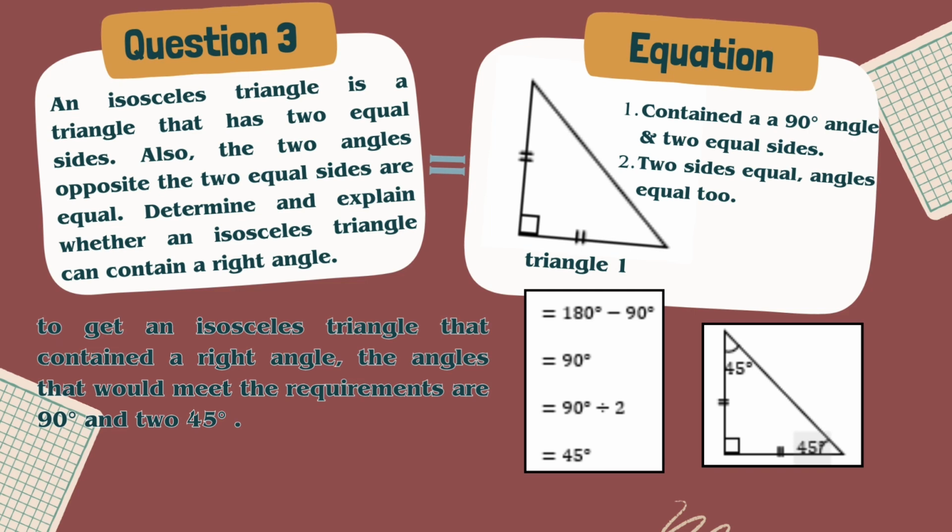A simple calculation can be done to know if this triangle has two equal sides. If the triangle has two equal sides, then the angles would be equal too.